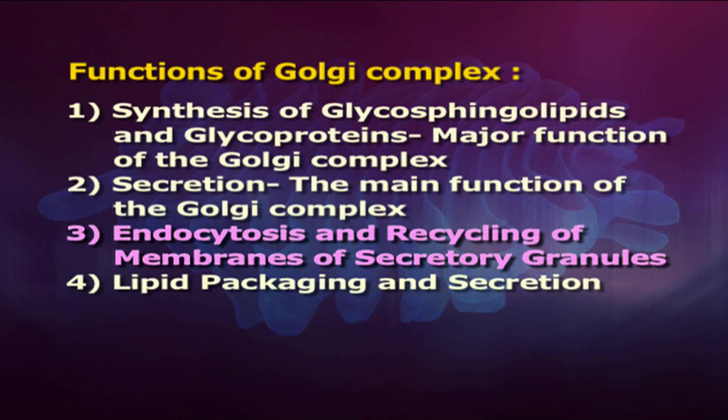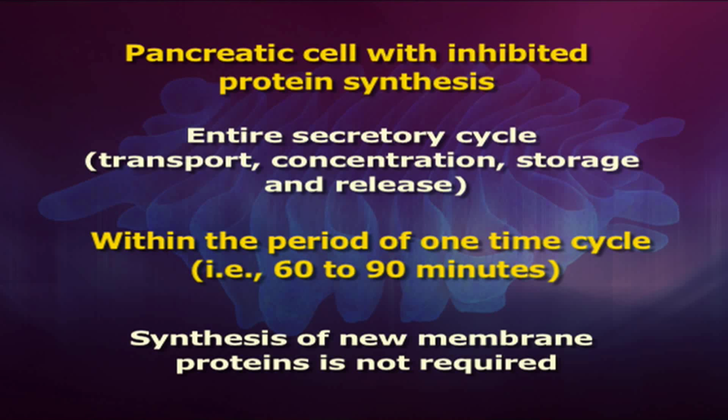Endocytosis and recycling of membranes of secretory granules. A pancreatic cell in which protein synthesis has been inhibited can go through an entire secretory cycle of transport, concentration, storage and release. This suggests that within the period of time of one cycle, that is 60 to 90 minutes, the synthesis of new membrane proteins is not required. The intracellular membranes have a much longer half-life and are reutilized extensively during the secretory process.